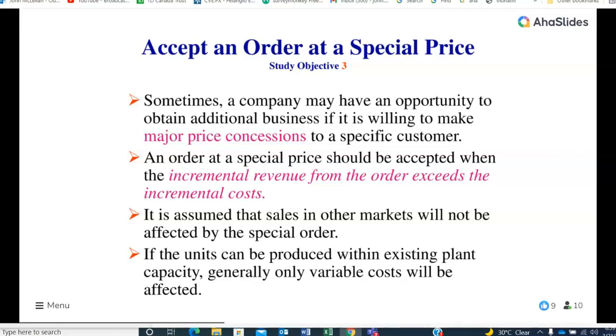All right. And the other assumption is we can do this special order because we have excess capacity. We do not have to expand our building. We do not have to purchase additional equipment. We can do this order within the capabilities that we have now.